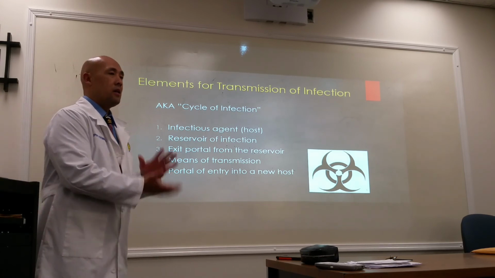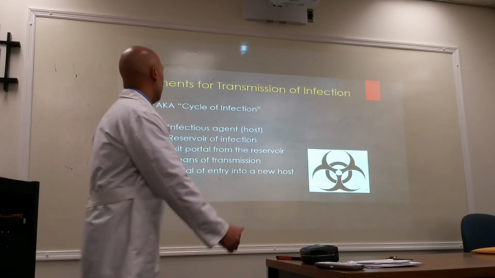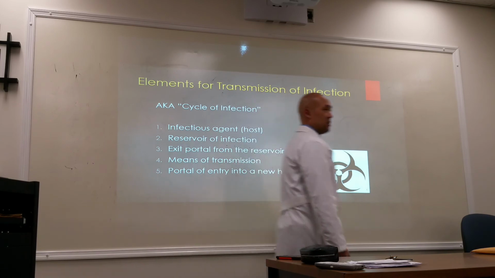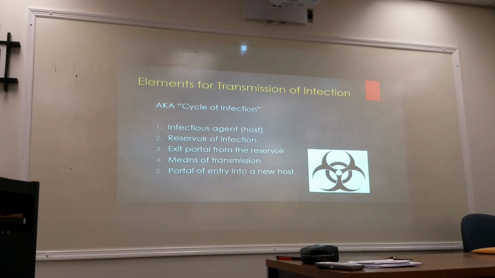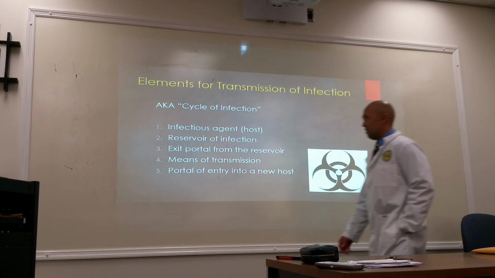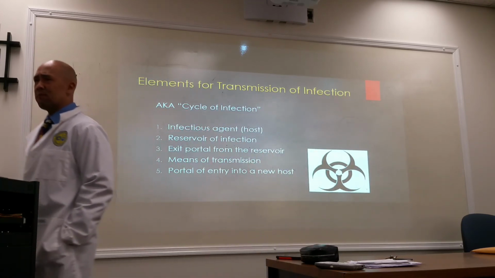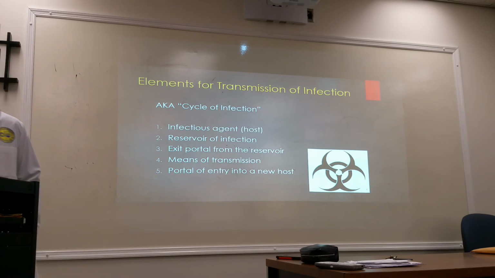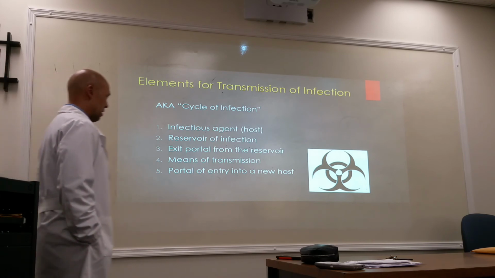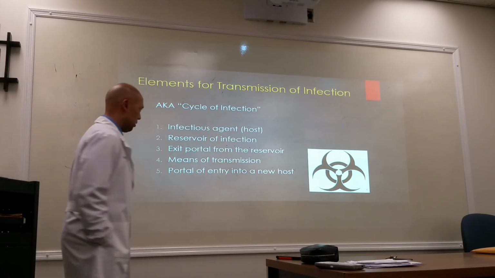All right, any questions? Elements of transmission of infection. The cycle of infection. So, in the transmission of infection, you must have an infectious agent, a reservoir of the infection, an exit portal from the reservoir, a means of transmission, and also a portal of entry into the new host.